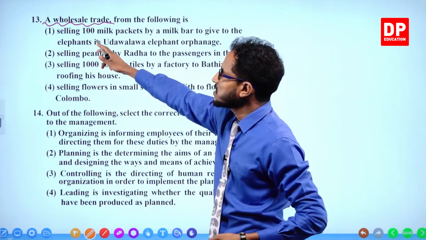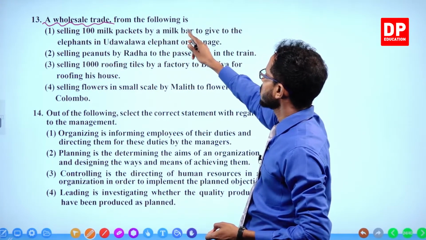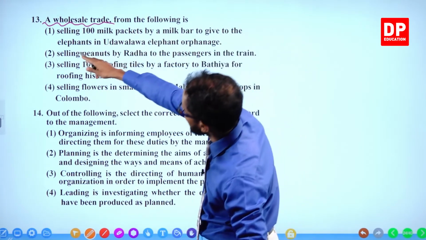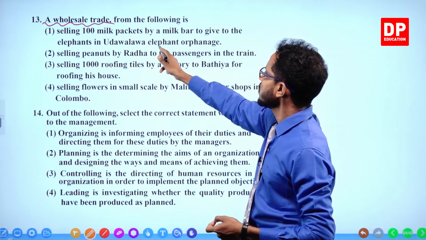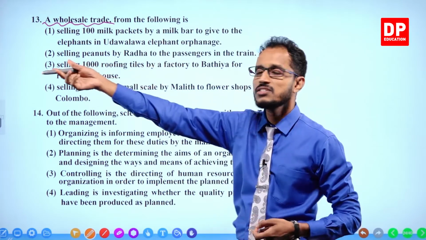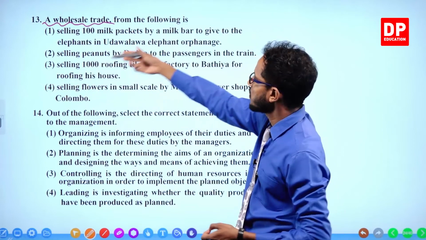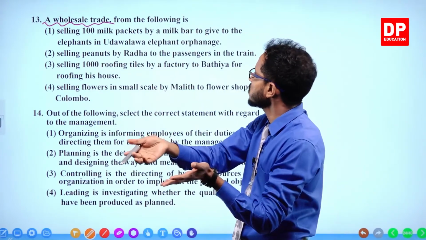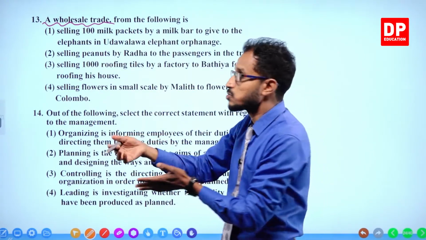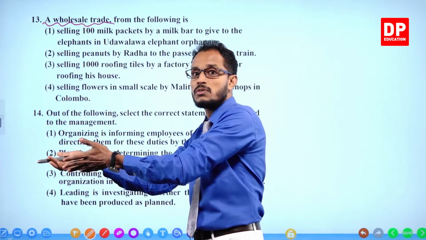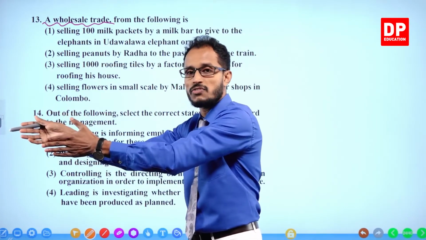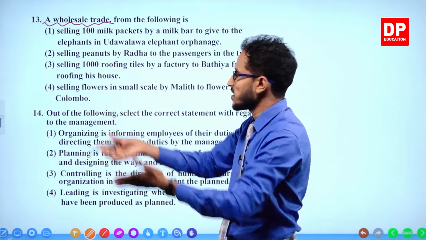Here, selling 100 milk packets to give to the elephants in Udawalawa, that is for the final consumer. The elephant is the final consumer, right? The man who buys the milk packets is not taking them to sell, but for the consuming of elephants. So it is final consumption.